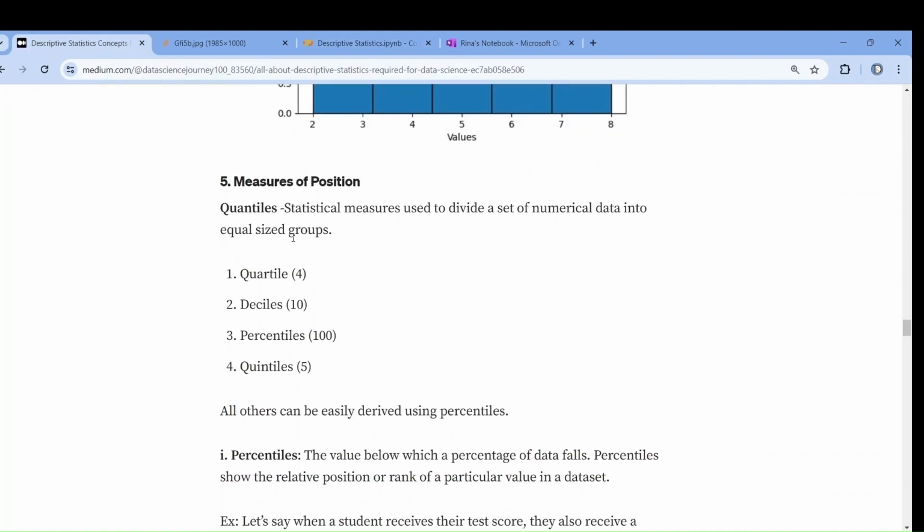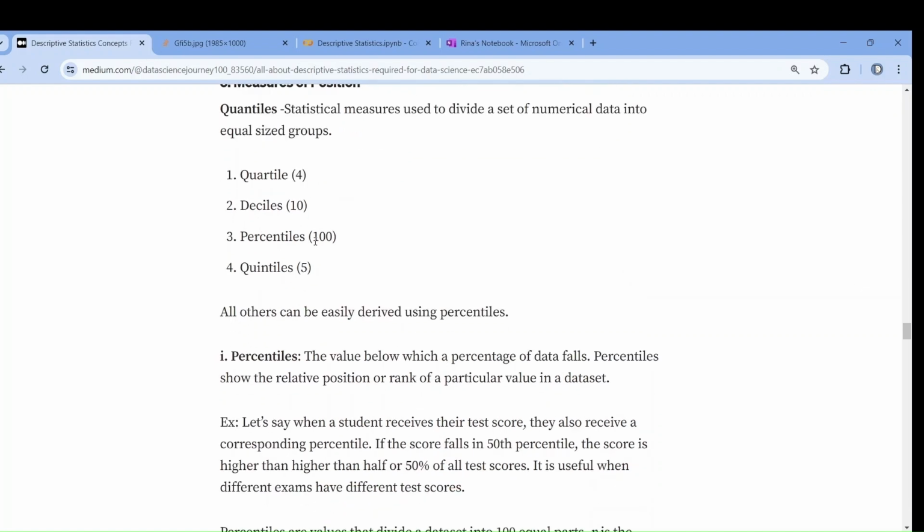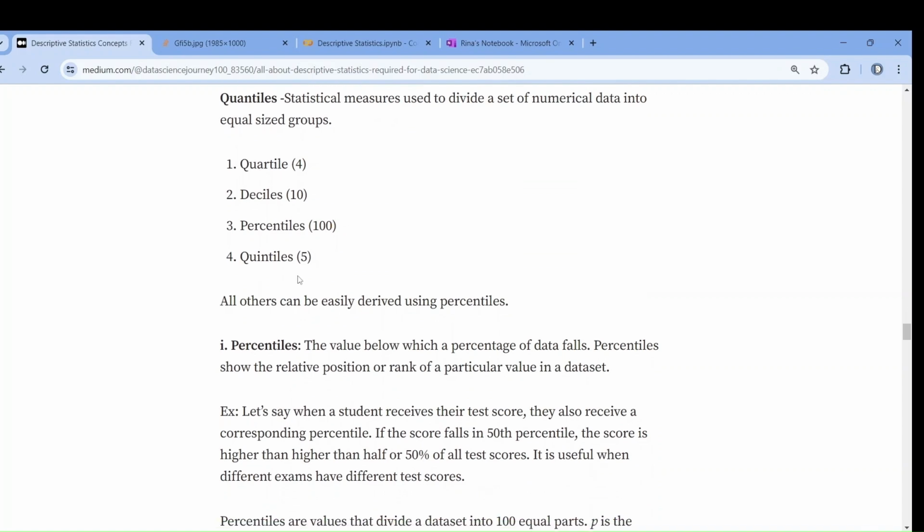Okay. Now let's understand measures of position. Measures of position means finding the location of the data point. Okay, how we can do this? By these four ways. If the dataset is divided into 4 parts, it is quartile. If divided into 10 parts, deciles. If it is divided into 100 parts, percentile. Or if it is divided into 5 parts, then quintiles. Percentiles are mainly used everywhere. Okay, we also used box plot to see the percentiles.